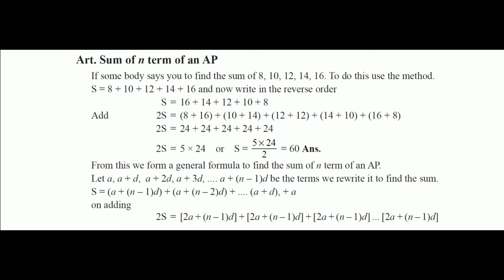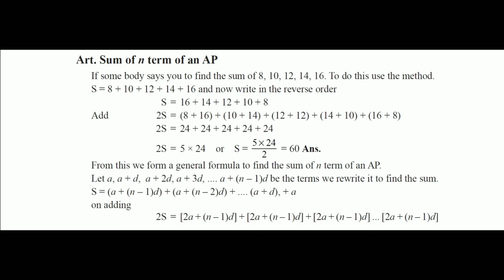Then for the shortcut, suppose we are given to find the sum of 100 terms. Then the calculation work is quite long. In that case, we will use the formula of sum of the series. The condition is the given series should be in AP.